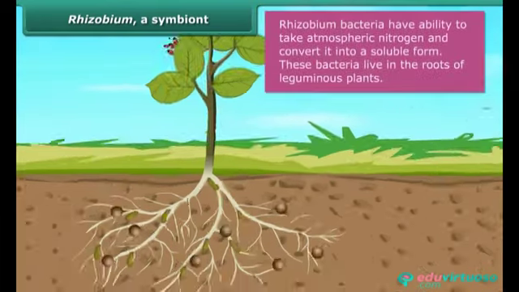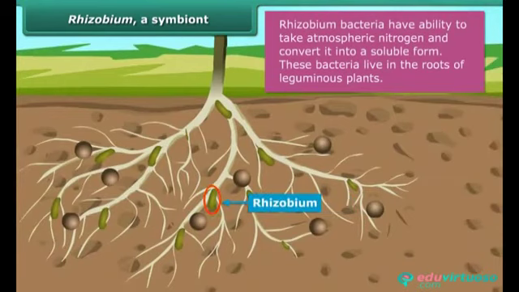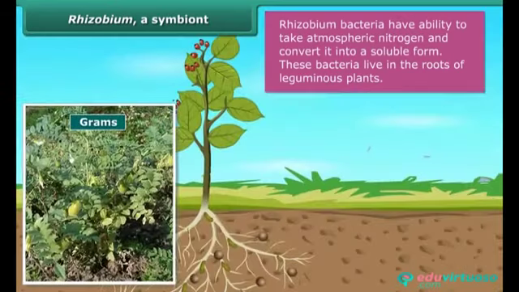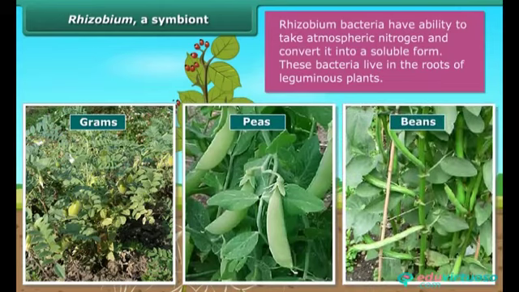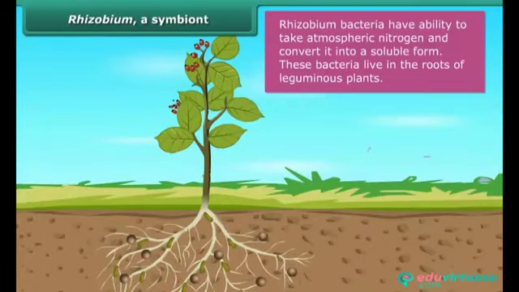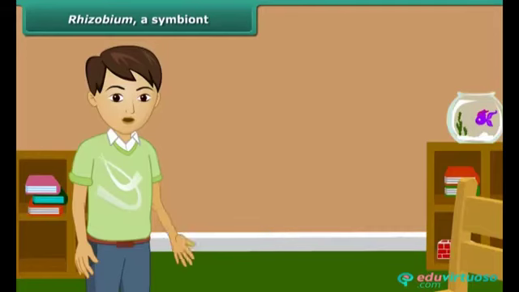The bacterium called Rhizobium can take atmospheric nitrogen and convert it into a soluble form. These bacteria live in the roots of gram, peas, mung beans, and other legumes and provide them with nitrogen. In return, the plants provide food and shelter to the bacteria. Thus, we can say that Rhizobium shows a symbiotic relationship.